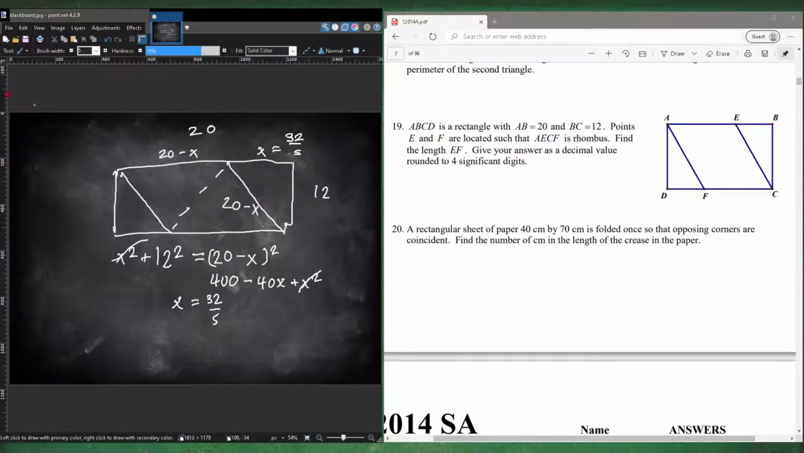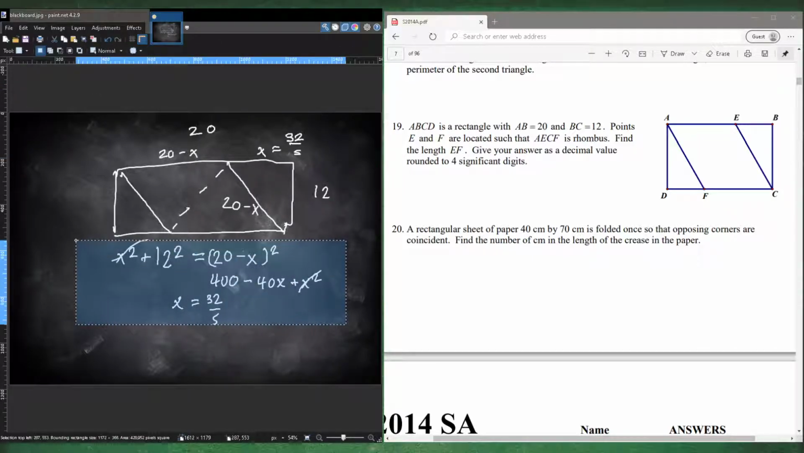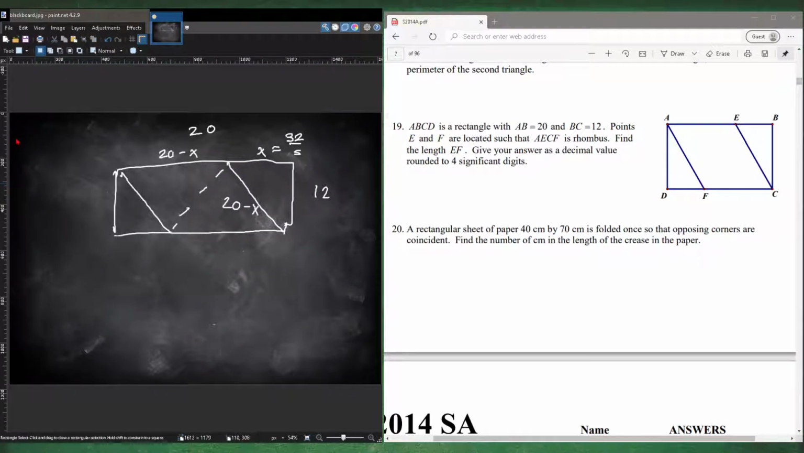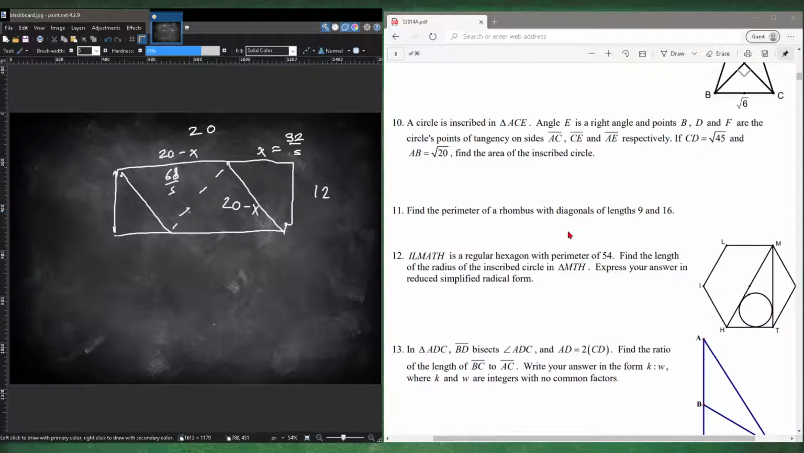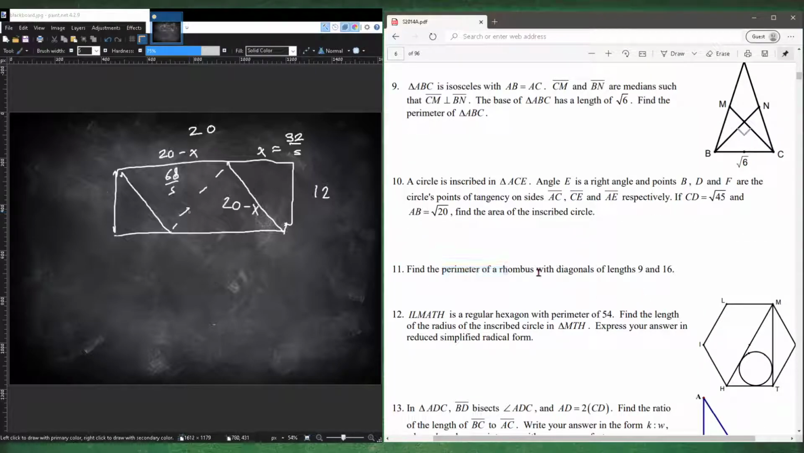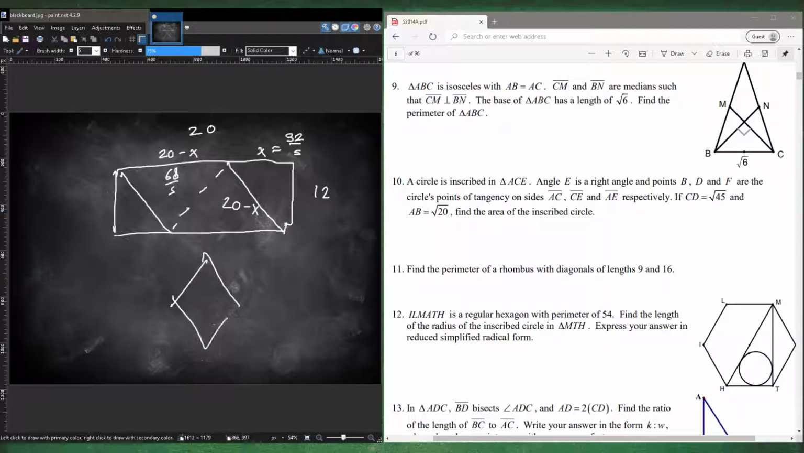Okay, so if our x is 32 over 5, then to get our rhombus side length, which is just 20 minus x, it's 20 minus 32 over 5, which is 68 over 5. Okay, so how do we get this length? Well, if you think about question 11, we did the process where we have half the diagonal here and half the diagonal here, and did the Pythagorean theorem to get our side length. Now we're going to do the reverse process because we have the side length, but we're looking for the diagonals.